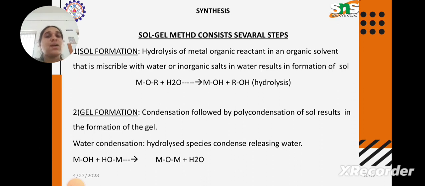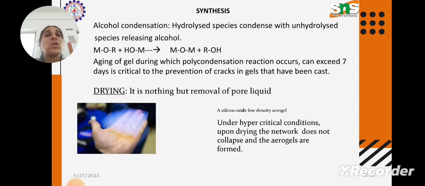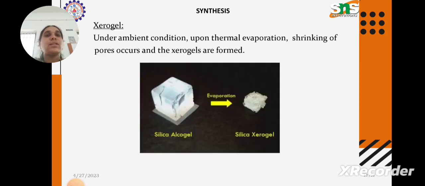Water condensation: hydrolyzed species condense, releasing water. Alcohol condensation: it releases alcohol. After aging, the gel remains in the cell for a long time, so the polycondensation occurs. Aging for up to 7 days is critical to prevent cracks in the gels. That's why. The next process is drying. It is nothing but the removal of pore liquid, the extra liquid in the colloid. And this is an example of the sol gel method.